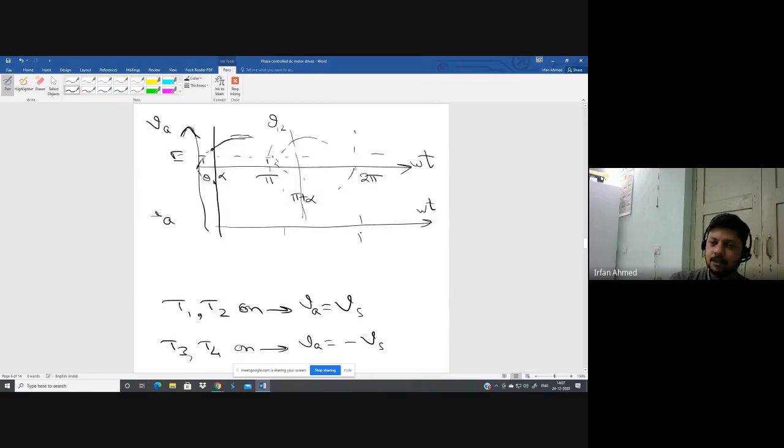So, till when T1, T2 conduct, for that we need to know the waveform of armature current. First we'll draw the waveform of discontinuous conduction. Here initially the current was zero. When T1, T2 started conducting, the current is increasing gradually. Why gradually? Because there is an inductance there. If there had been no inductance, the current would have increased instantaneously. Okay, clear?